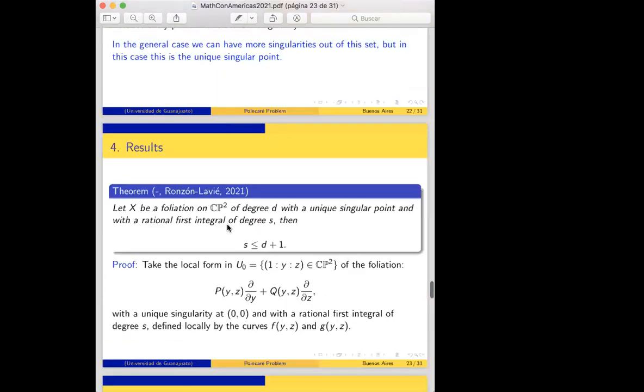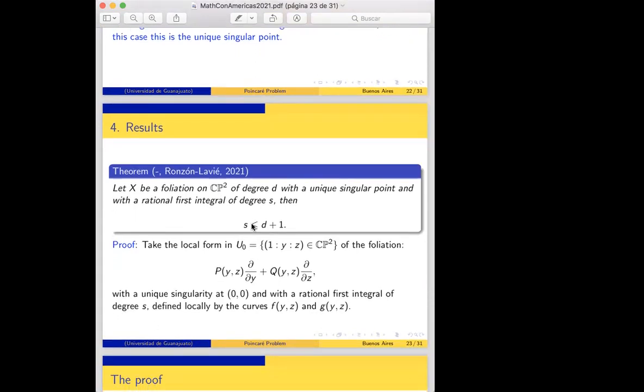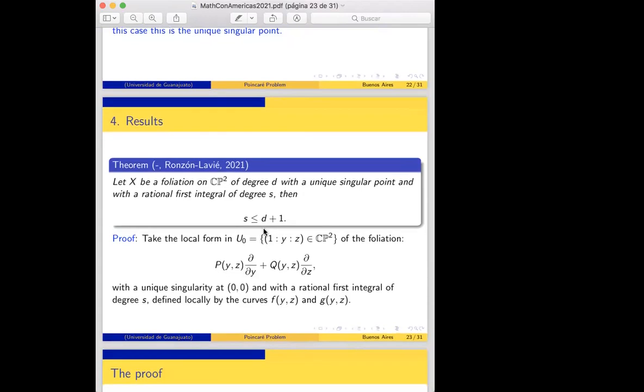Now, this is the first result. This is the following theorem. If we have a foliation on the projective plane of degree d with a unique singular point and with a rational first integral of degree s, then s is less than or equal to d plus 1. I'm going to say something about the principal ideas for the proof of this theorem. We take the local form of the foliation in the affine chart where x is equal to 1, for example. We take the local form of the foliation defined by P and Q. We have a unique singular point at (0,0), and we have a rational first integral of degree s. The rational first integral is locally defined by the curves F and G.